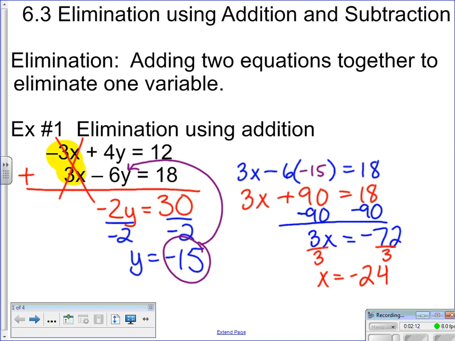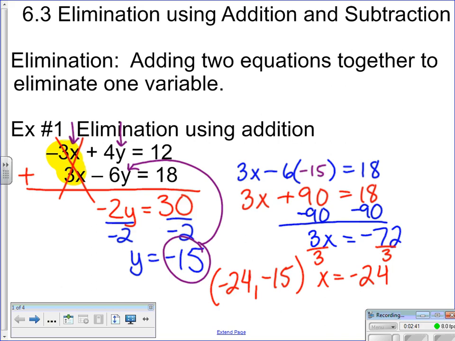Don't forget to put your answer as an ordered pair. Negative 24 goes first, comma, negative 15. And that's how you do elimination to solve a system of equations. This method is preferred if both of your equations are in standard form. And you can see both of them are in standard form because they start out x first, y second, constant on the other side.